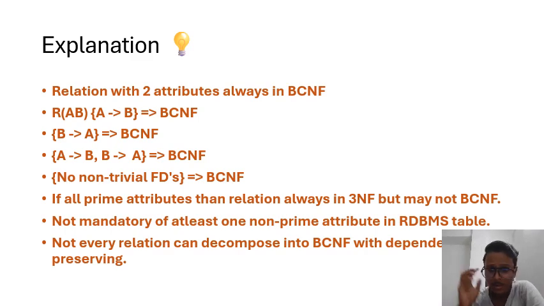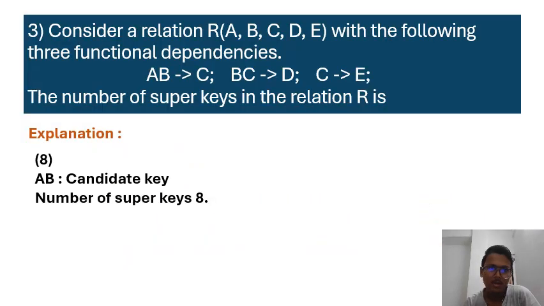Then the relation is always in 3NF and may not be in BCNF, and it is mandatory to have at least one non-prime attribute in an RDBMS table, and not every relation should depend on BCNF.